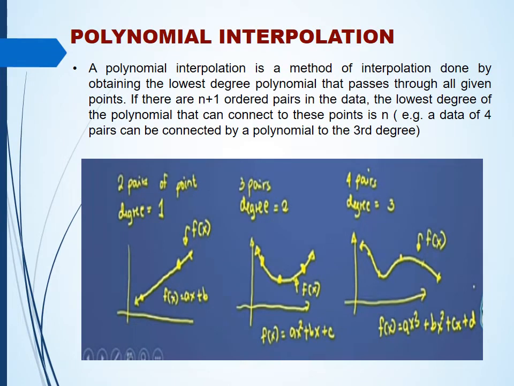Polynomial interpolation is a method of interpolation done by obtaining the lowest degree polynomial that passes through all given points. If there are n plus 1 ordered pairs in the data, the lowest degree of the polynomial that can connect these points is n. For example, data of 4 pairs can be connected by a polynomial of the third degree.